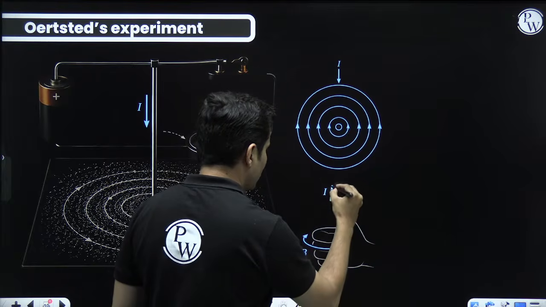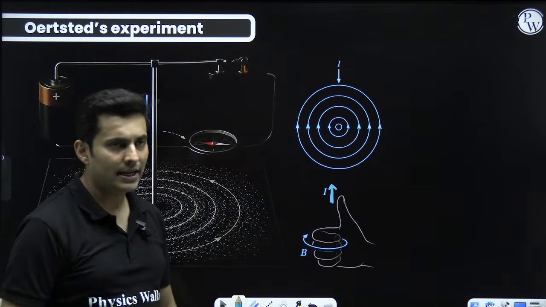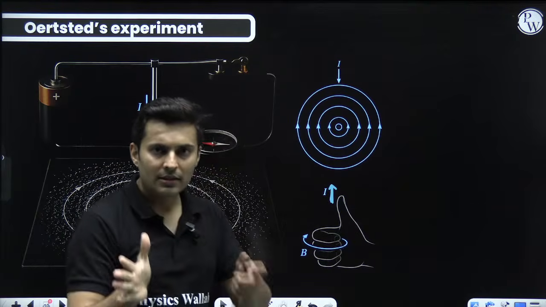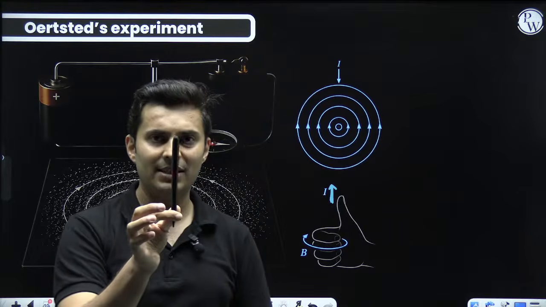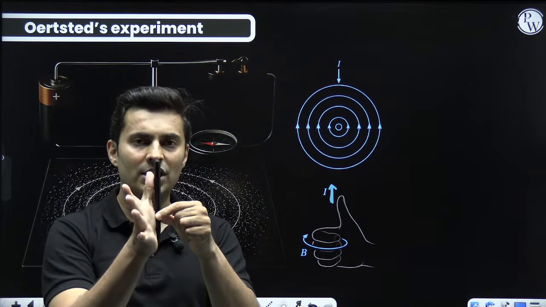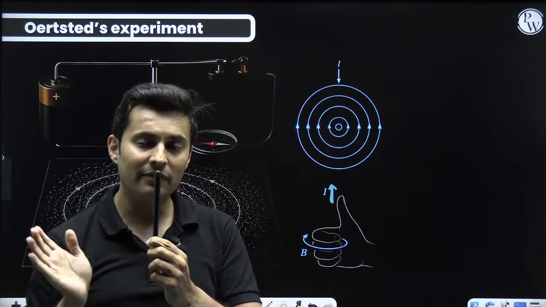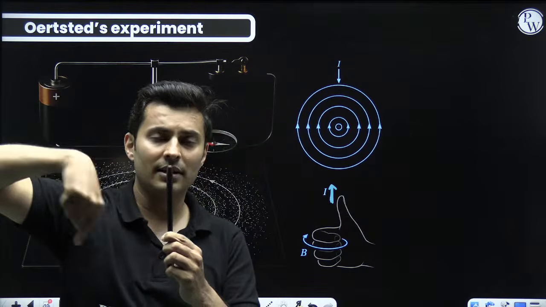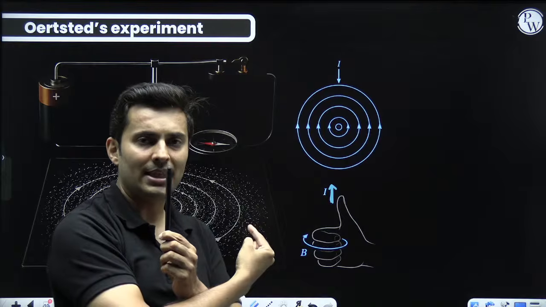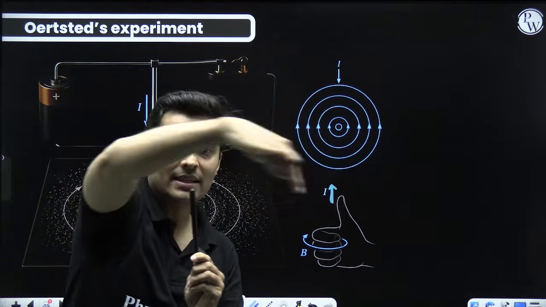If the direction of the current is the direction of the thumb, then the curled fingers represent how the magnetic field lines will be curling. If this is the pen or the wire which is carrying current, and I place my thumb in the direction of the current, then if the curled fingers are like this, the magnetic field lines are going like that. If the curled fingers are like this, the magnetic field lines are going this way.